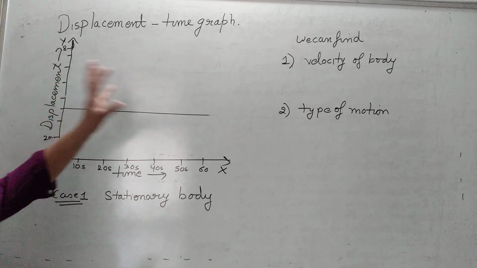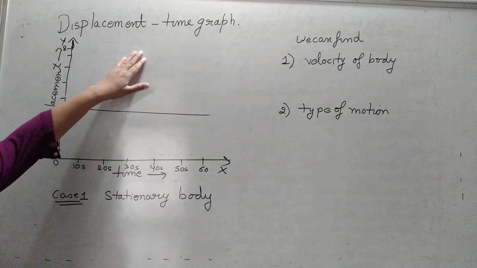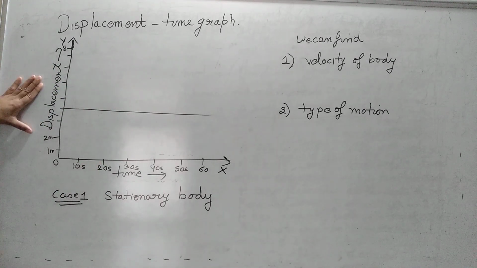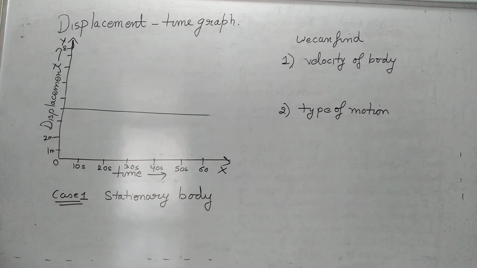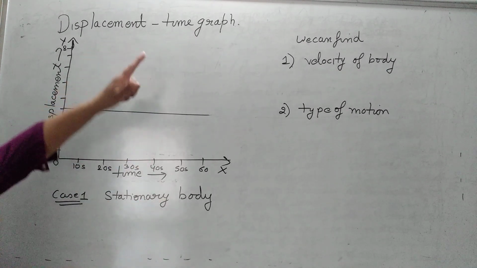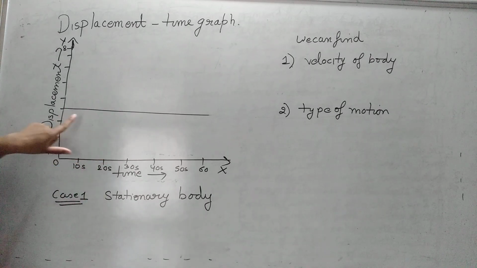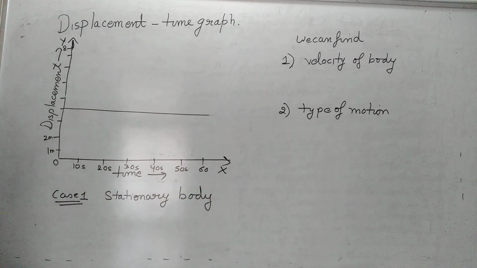Now many questions come from this type of graph. What is the first question? In a displacement time graph, where do we represent displacement? On the y-axis. Where do we represent time? On the x-axis. उसके बाद question है, what type of graph do you obtain for a stationary body in a displacement time graph? The graph is always a straight line parallel to the x-axis.